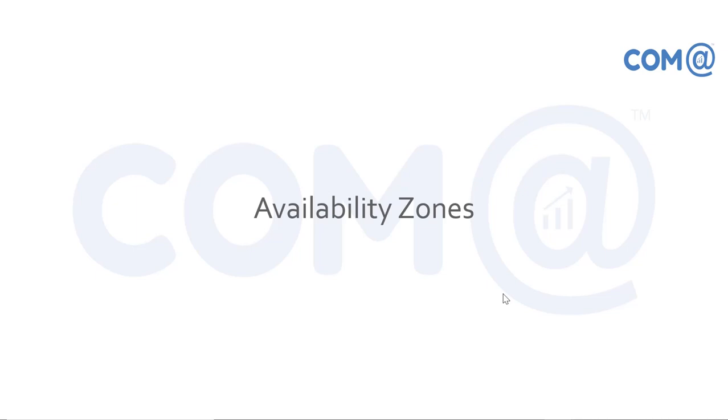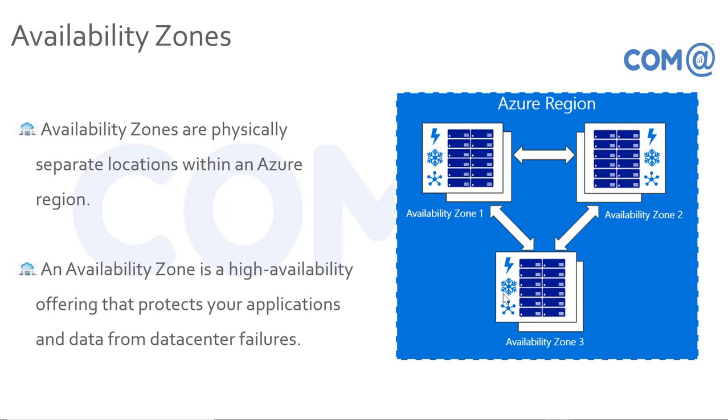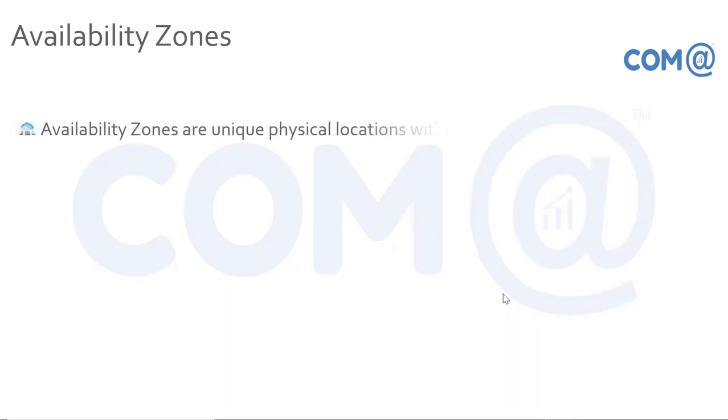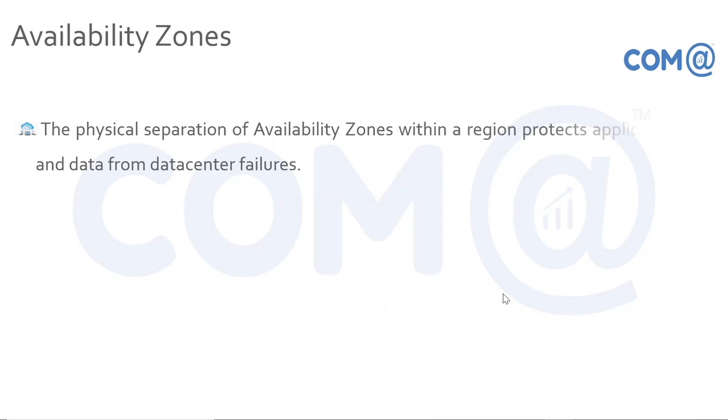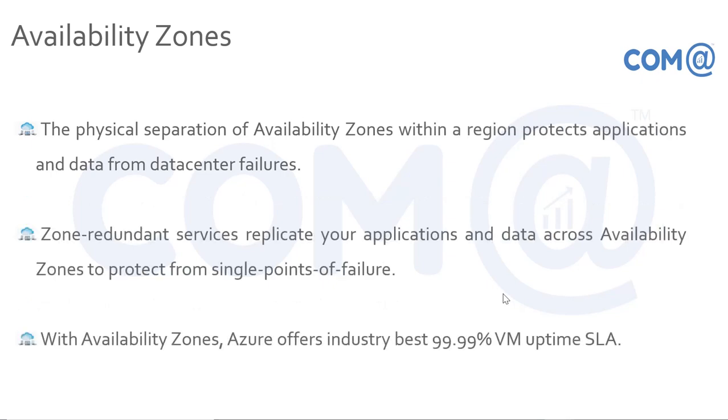And understanding about the availability zones. So availability zones are physically separated locations within a Azure region. An availability zone is a highly available offering that protects your applications and data from data center failures. And availability zones are unique physical locations within an Azure region. So each zone is made up of one or more data center equipped with independent power, cooling, and networking. So to ensure resiliency, there is a minimum of three separate zones in all enabled regions. And the physical separations of availability zones within a region protects applications and data from the data center failures. And zone redundant services replicate your applications and data across availability zones to protect from a single point of failure.